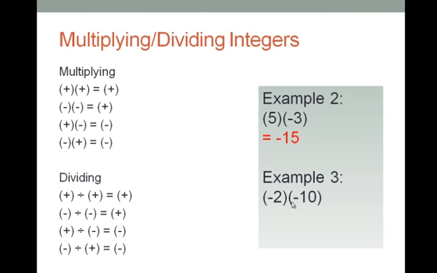Here I have -2 times by -10. So 2 times 10 is going to give me 20, and then a negative and a negative will give me a positive. So my answer is positive 20.